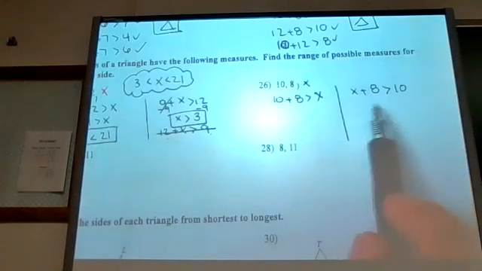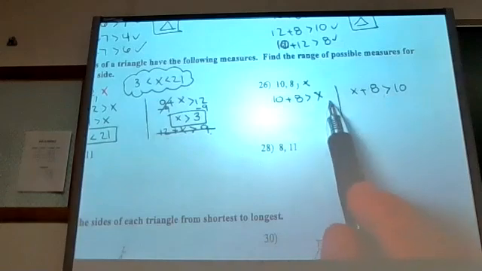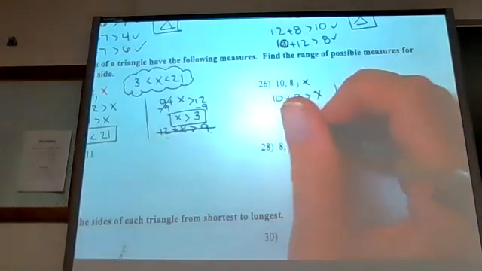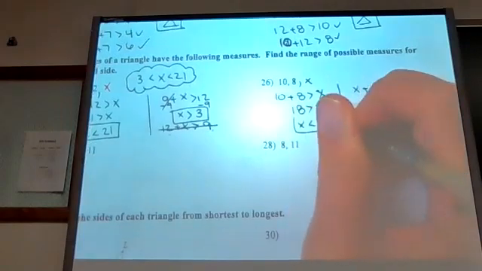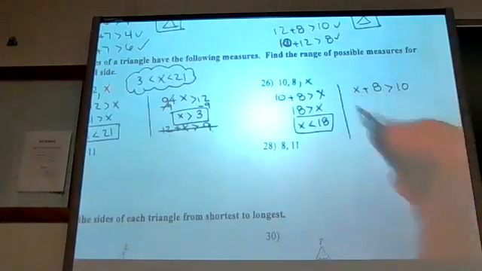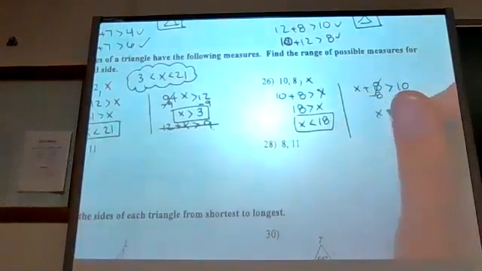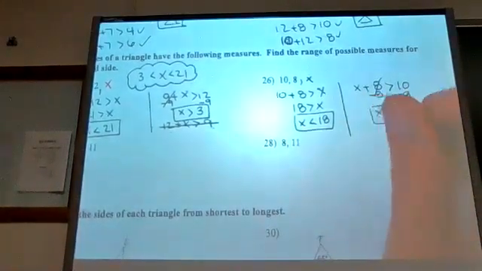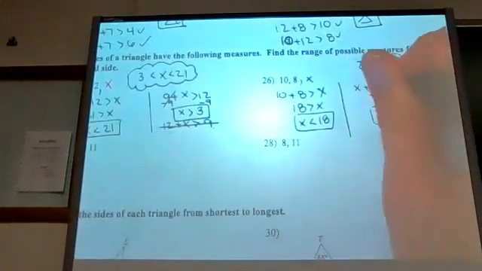So I need to make sure that X plus 8 ends up being greater than 10, and I need to make sure that 10 plus 8 ends up being greater than X. So over here I get 18 greater than X, or X has to be less than 18. And over here, subtracting 8 from both sides, I also know that X has to be greater than 2. So I get from 2 to 18.